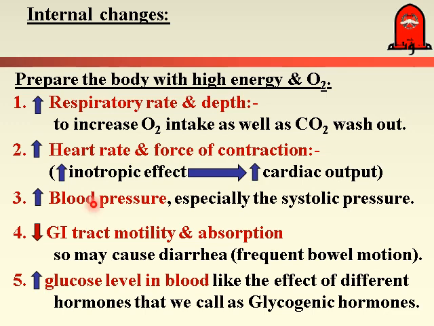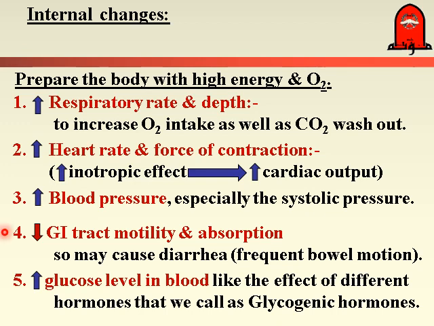This increase in blood pressure mainly occurs in the systolic pressure rather than the diastolic pressure, because the systolic pressure is mainly affected by the increase in the heart rate and force of contraction, and there is not much increase in the diastolic pressure because there will be vasodilation in the skeletal muscle, and this will produce a decrease in the diastolic pressure.